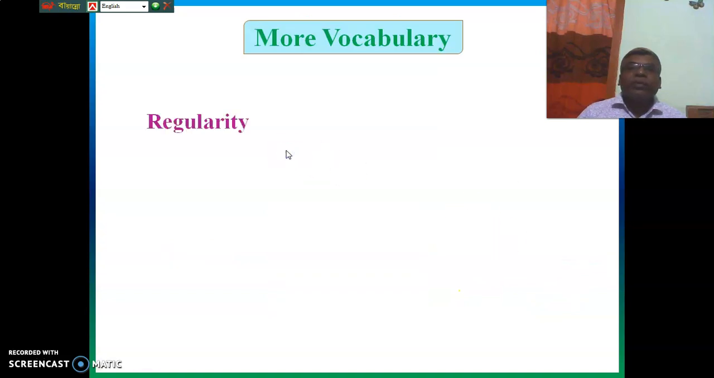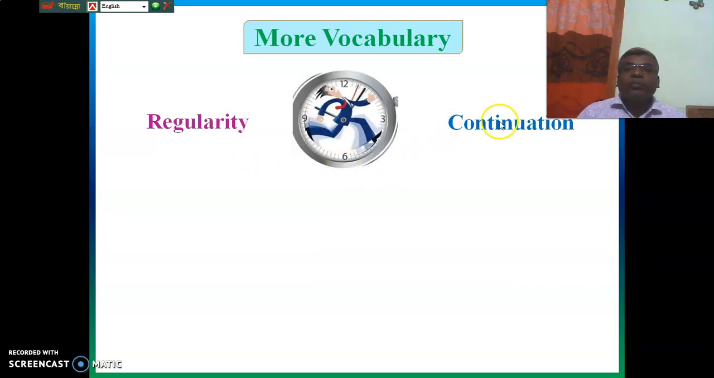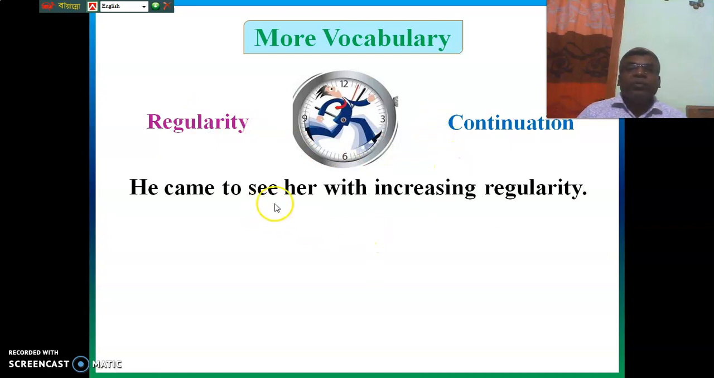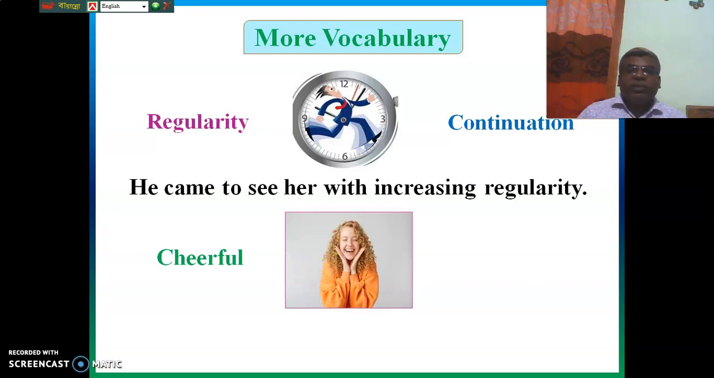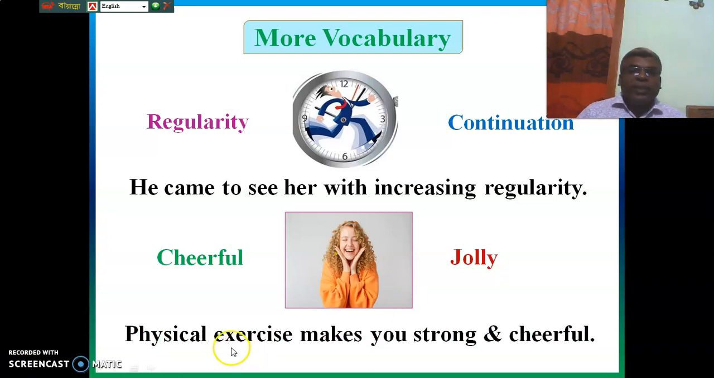More vocabulary for you. Regularity, continuation. When we do our work or duties on time, it is called regularity, continuation. He came to see her with increasing regularity. Here is a word, careful. Look at this picture. The girl is very careful. She is laughing. Jolly. In a sentence we can say, physical exercise makes you strong and cheerful.